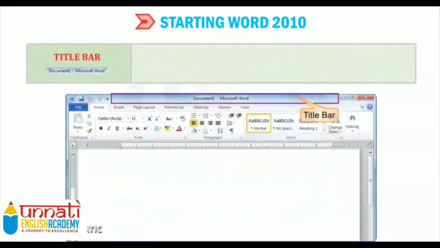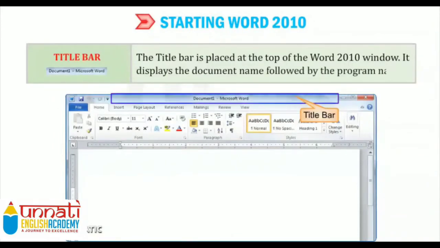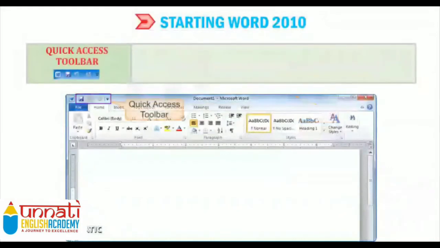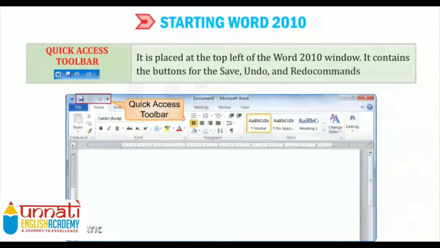Now let's see the components. The first line is the title bar. The title bar is placed at the top of the Word 2010 window. It displays the document name followed by the program name. The next is quick access toolbar. It is placed on the top left of the Word 2010 window. It contains the buttons for the save, undo and redo commands. So we can say the shortcut buttons.